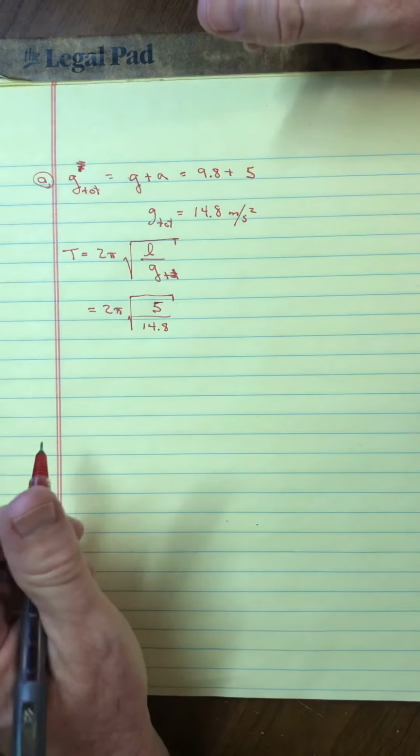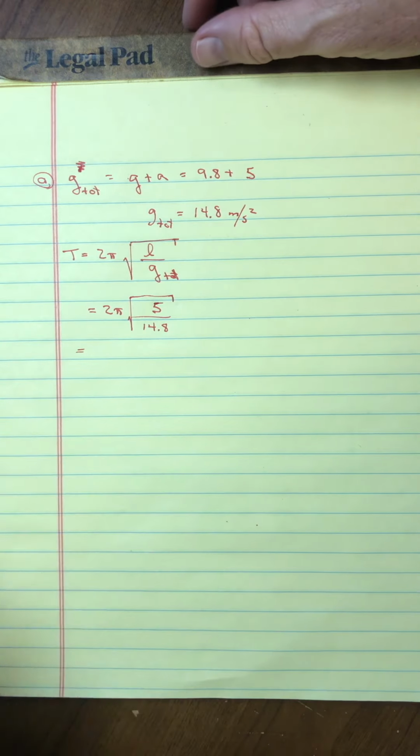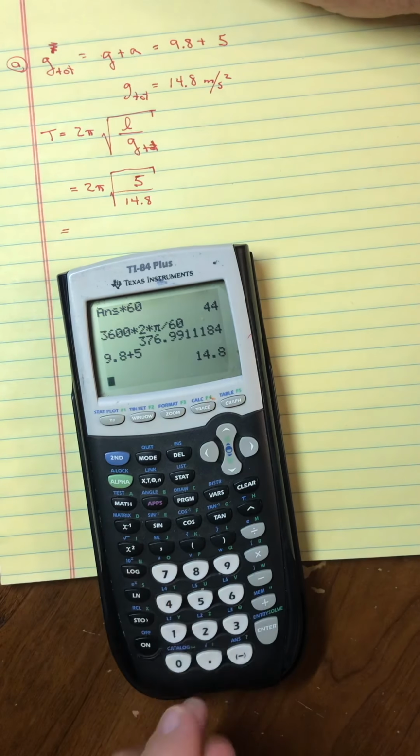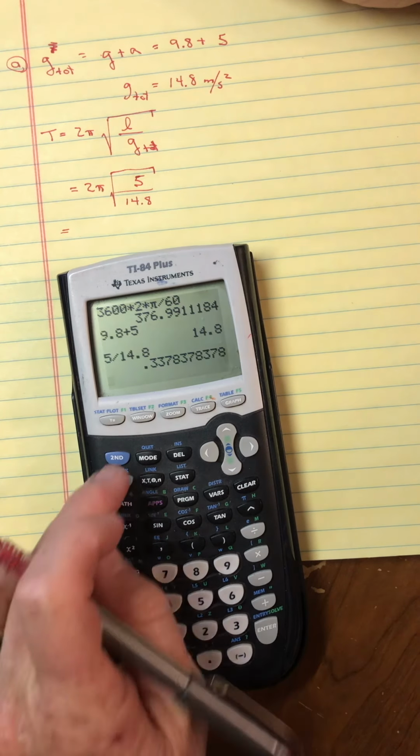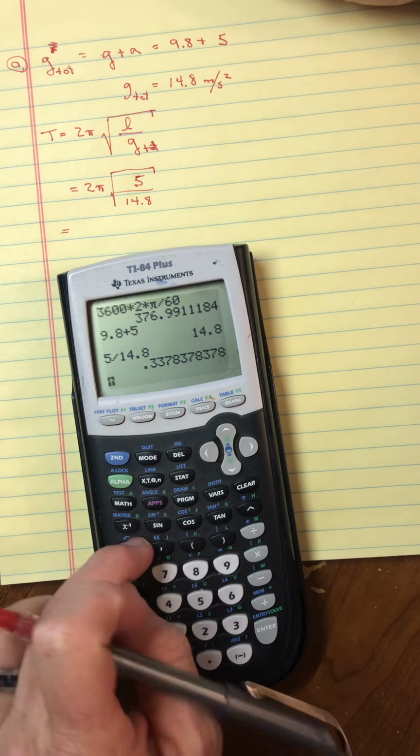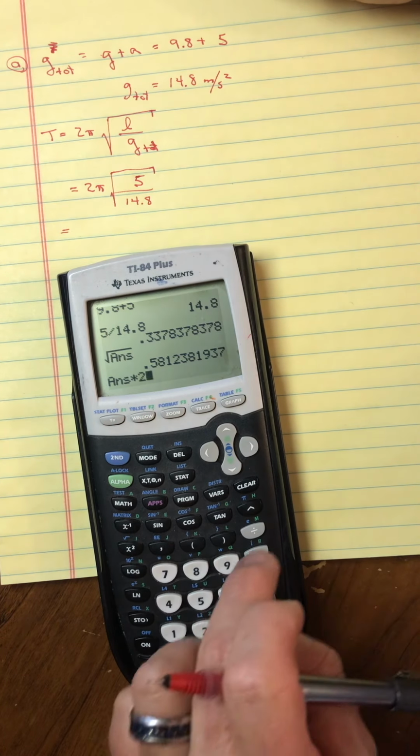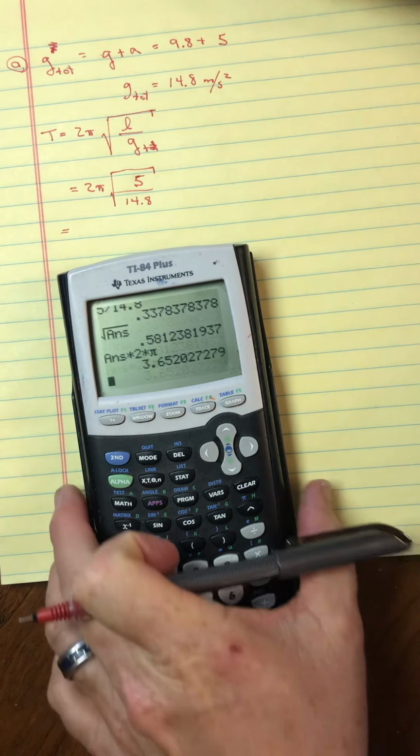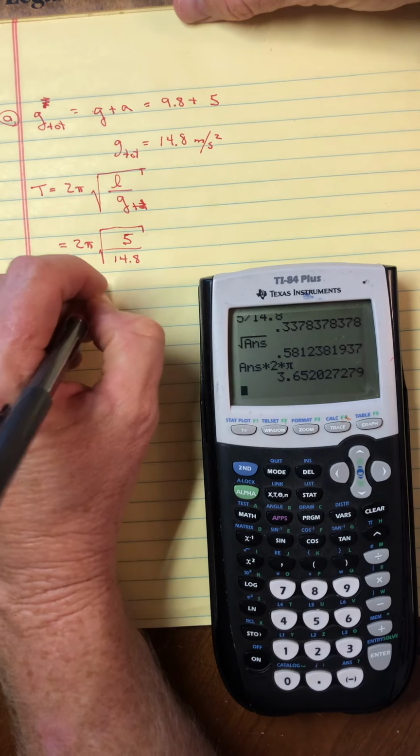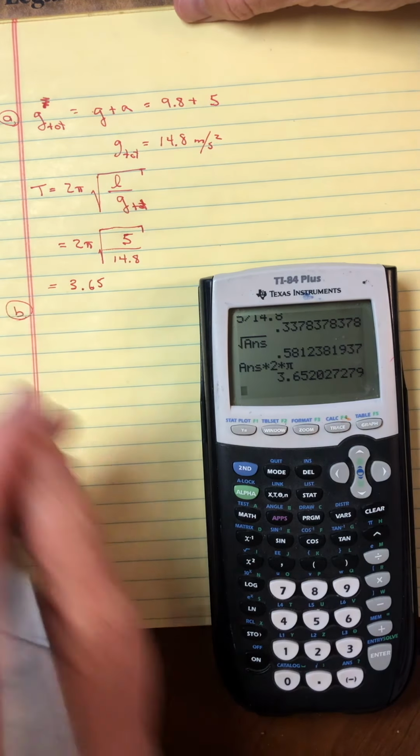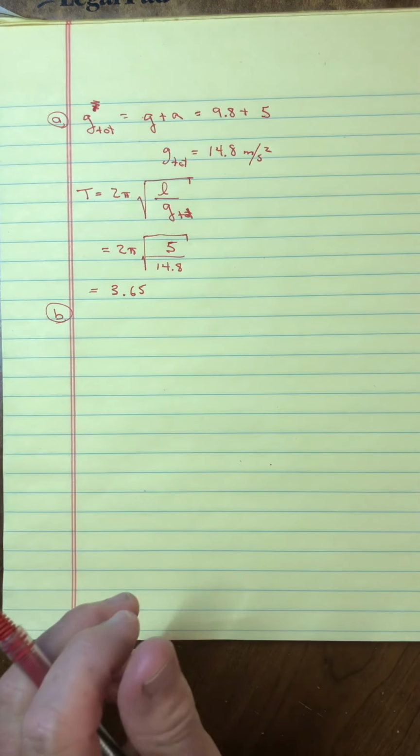If we're in this elevator going up with this acceleration, it's the equivalent of being on a planet with an acceleration of 14.8. So if I go 5 divided by 14.8 and then take the square root of that and then multiply by 2 pi, I would get the period, so 3.65.